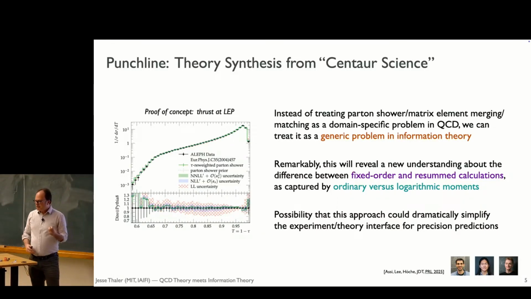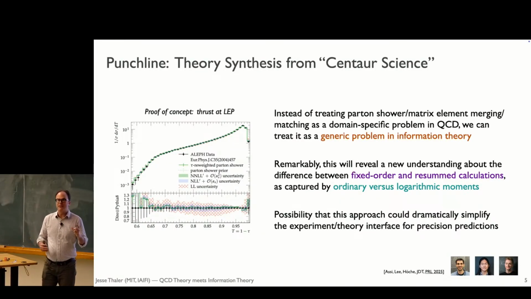And so instead of treating this technical subject of parton-shower matrix element matching as a domain-specific problem in QCD, we're going to treat it as just a generic problem in information theory. So again, you don't really need to know anything about the QCD underpinnings. But remarkably, this is going to reveal a new understanding about the difference between fixed-order calculations and resummed calculations as captured by ordinary versus logarithmic moments. So in the last part of my talk, I'll try to explain this.